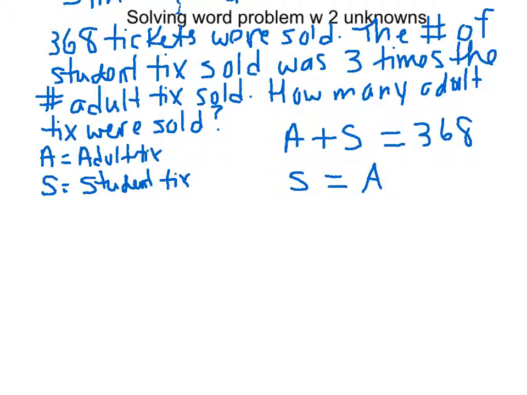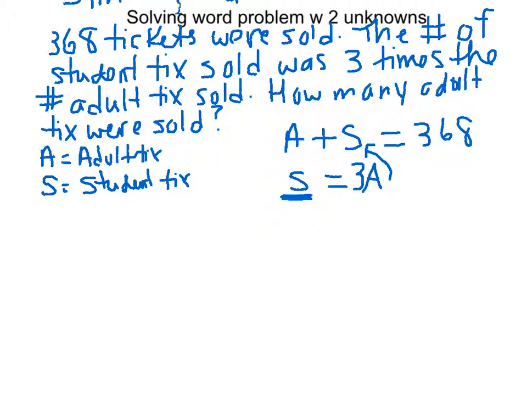Alright, so student tickets, there were a lot more sold, but if we multiply the number of adult tickets times 3, now it's equal. Student equals 3 times the number of adults. Bam. Alright, so since this is solved for S, we have an S here, we're going to take 3A, which equals S, and plug it in there.